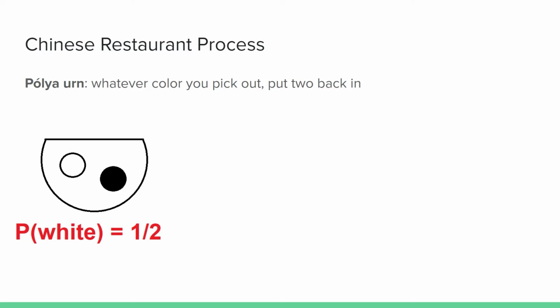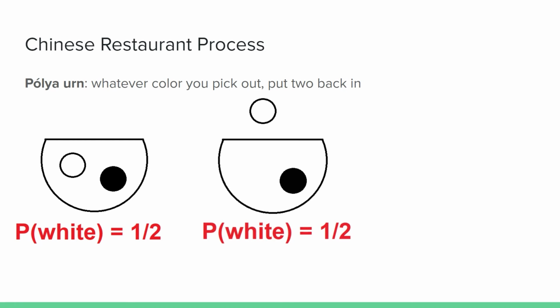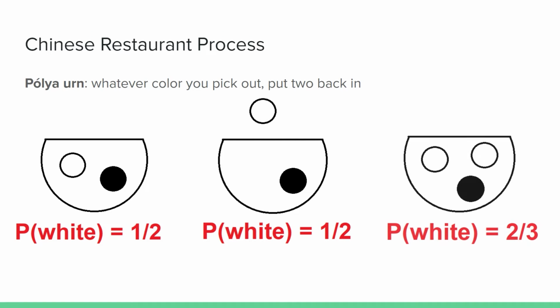Imagine you have an urn, or a pot, with a white and a black ball in it. You reach in, grab a ball, and whatever color you picked, you put 2 of that color back in. This is preferential attachment, as the more often you pick white, the more white you put back in the urn, and thus the more likely you are to pick white next time. CRP is a similar preferential attachment model.